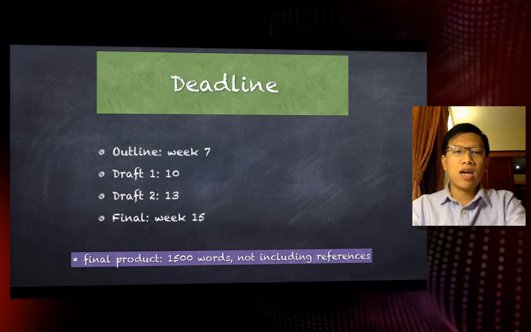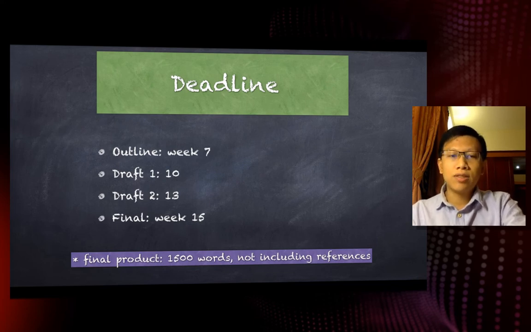Send me the first draft on week number 10. I'll correct it, give it back to you, and then you send me the second draft on week number 13. The final product will be submitted on week number 15. And remember, your final product is a 1500 word paper, not including the references. It may sound a little long, but it's actually not when you have actually started writing.